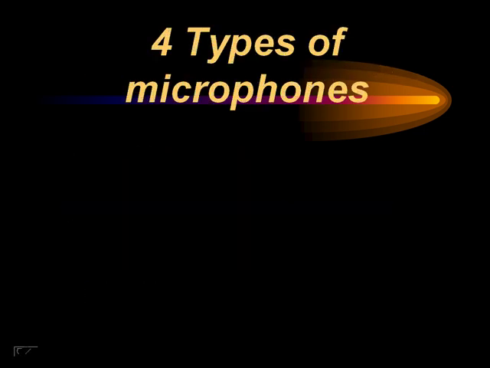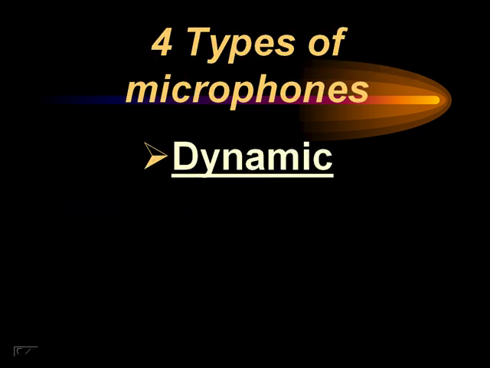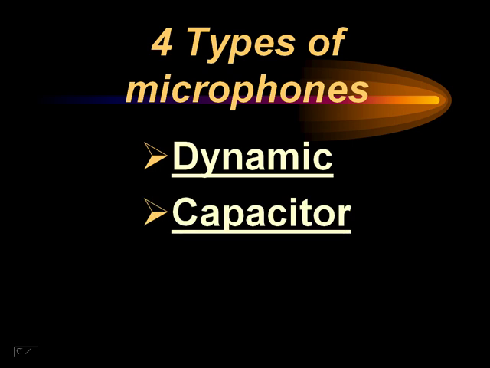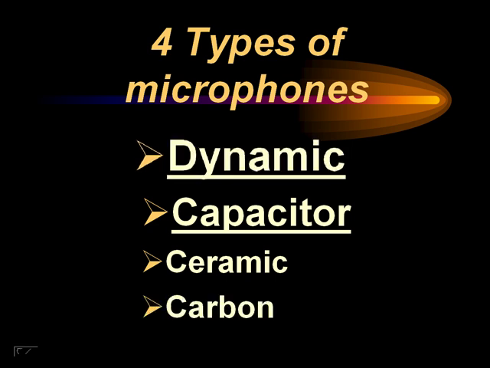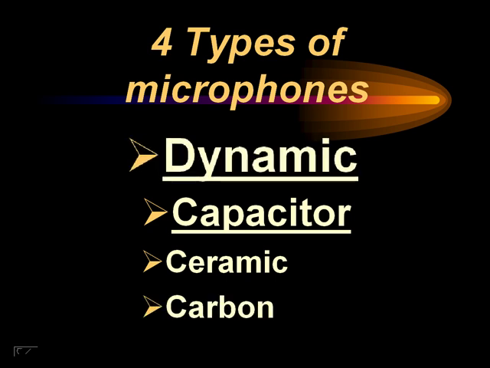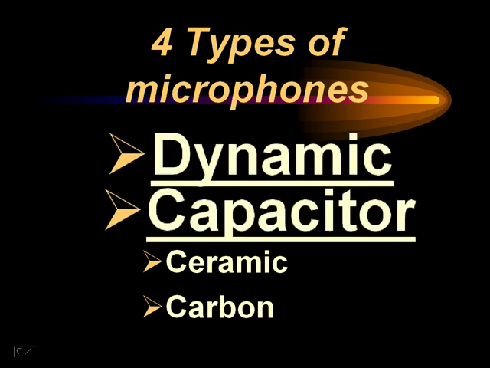Microphones come in four basic types: dynamic microphones, capacitor microphones, then you've got your crystal or ceramic microphones, and finally, carbon microphones. We care most about dynamic microphones and capacitor microphones. So let's see how these work.